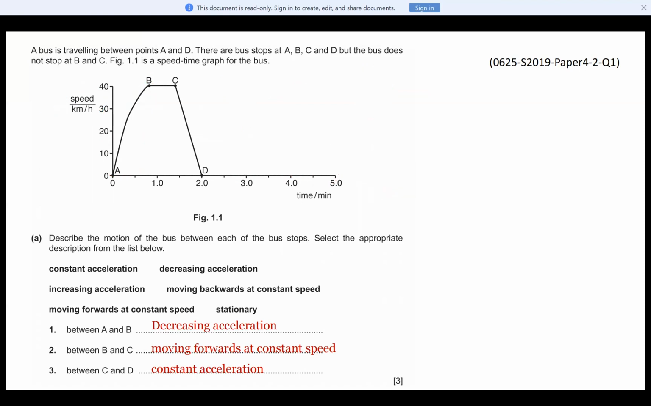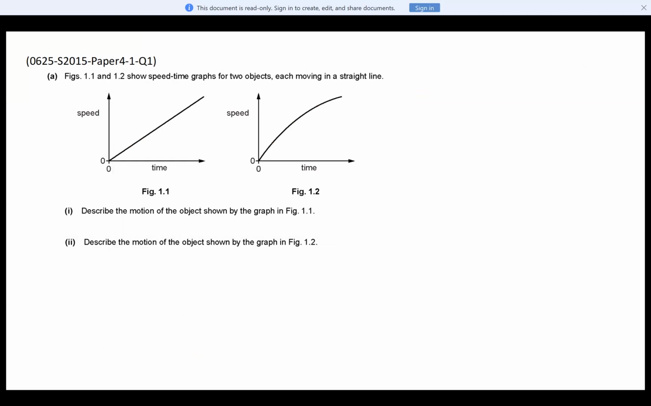So let's continue. Figures 1.1, 1.2 show speed time graphs, each moving in a straight line. Describe the motion of the object shown by the graph in figure 1.1. So in figure 1.1, this is a constant slope again. And figure 1.2 is a decreasing slope.